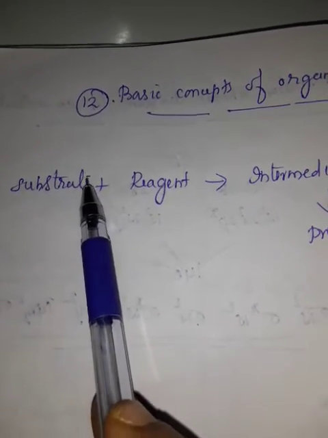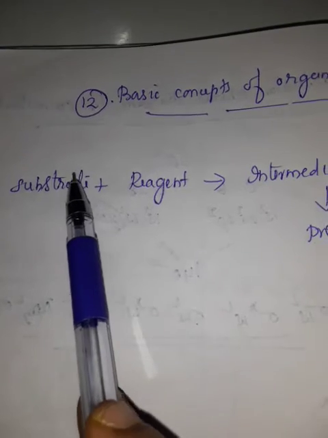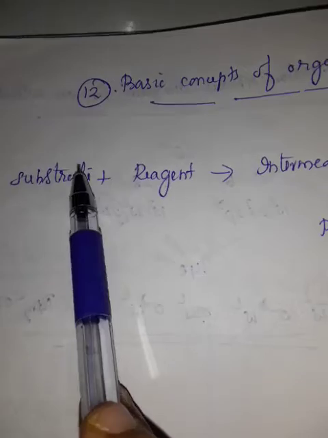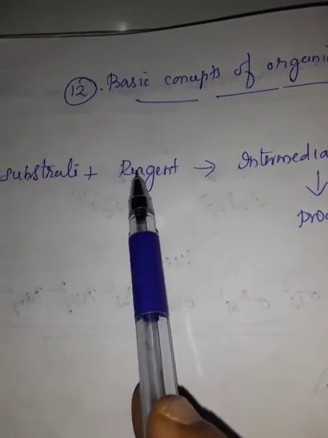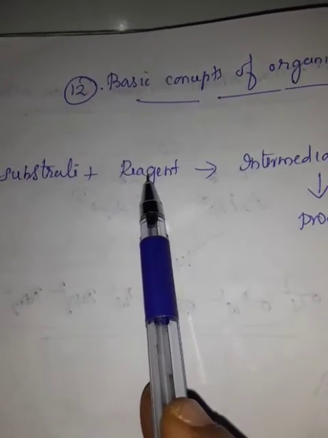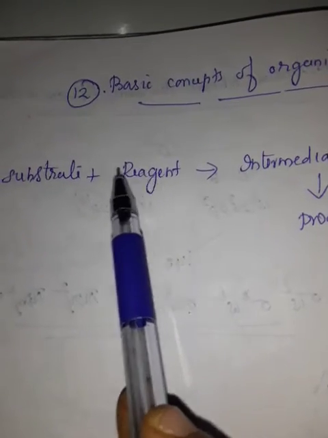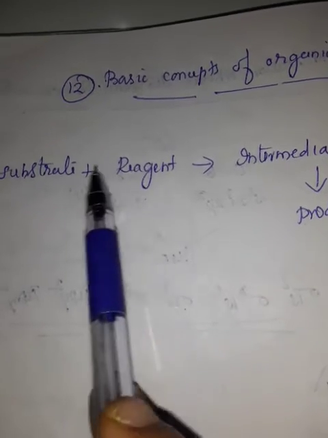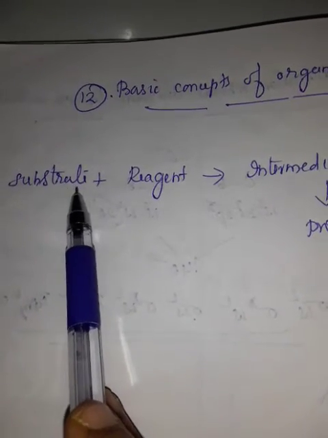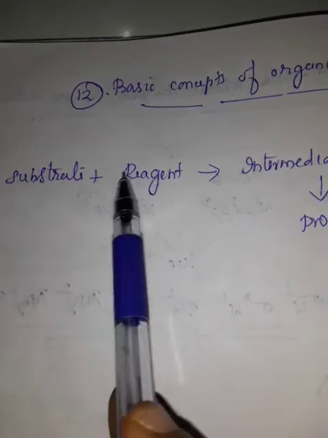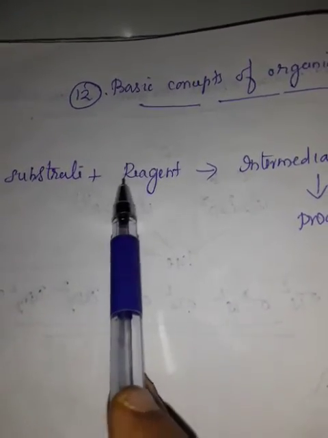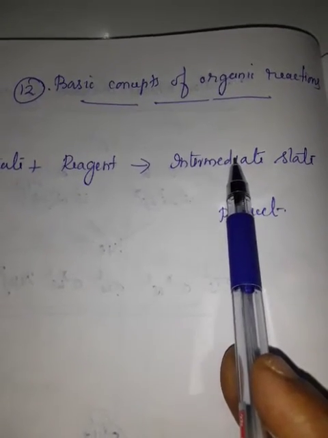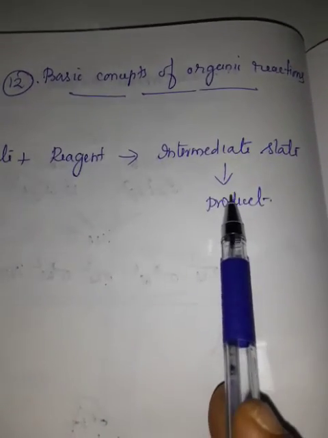This undergoes chemical change. The substrate is mostly an organic molecule which undergoes chemical change. The reagent is what brings about the chemical change, which may be organic, inorganic, or any agent like heat, photons, etc. So the substrate reacts, and the reagent brings about the chemical change. Both react, giving the intermediate product. This is a short-lived intermediate, and it gives the product.